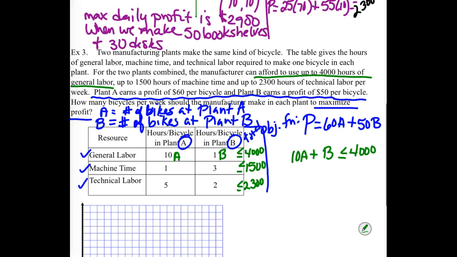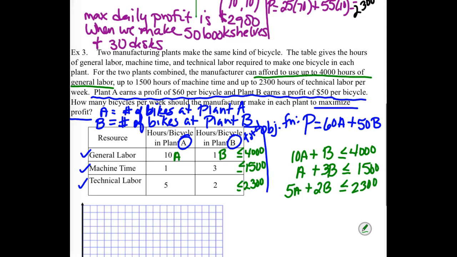So what's the second one I'm going to write? 1A plus 3B has to be less than or equal to 1,500. And the last one? Okay.